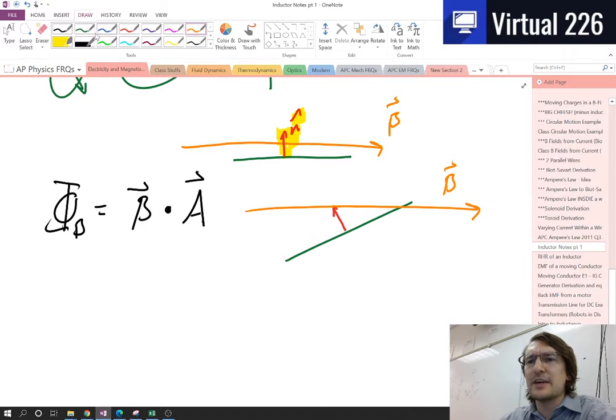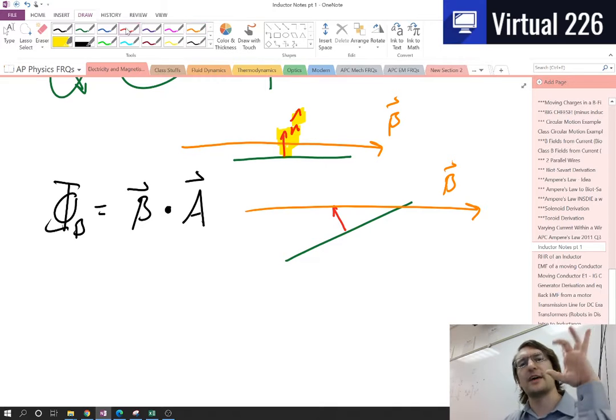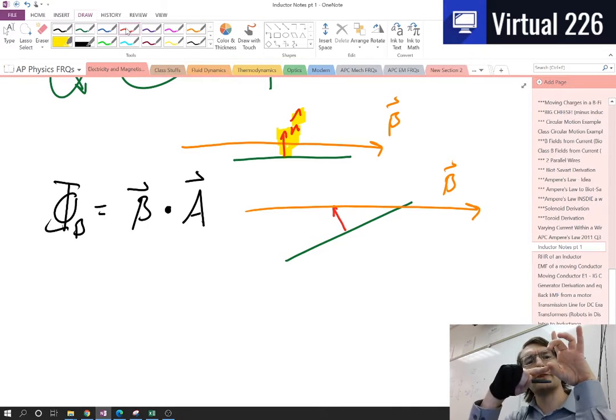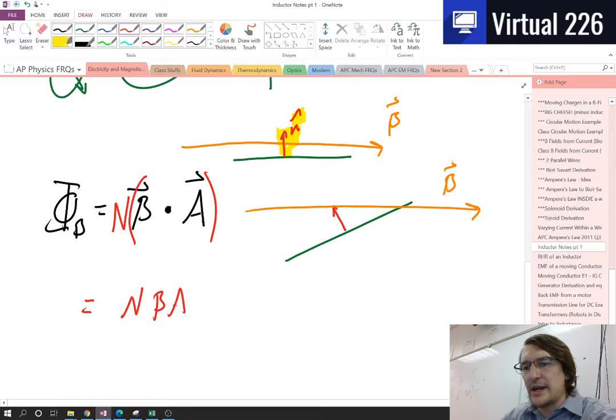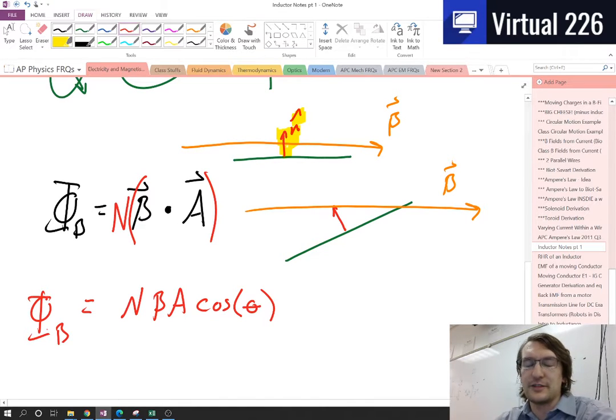The other thing that matters is there's nothing stopping us from just having one hoop. We could have 2 hoops, or 3 hoops, or 4 hoops, or 5 hoops. We could have n number of hoops here. So NBA is some magnetic flux that we can have here. And another way we could write this is NBA, and that dot product we have here represents the cosine of theta. And that will give us some amount of magnetic flux.